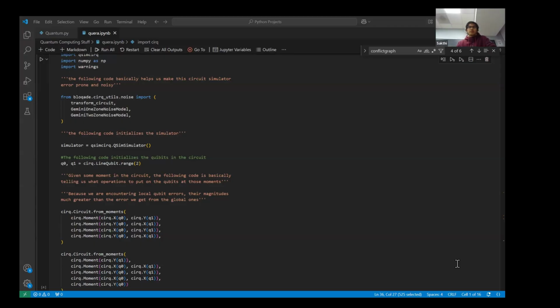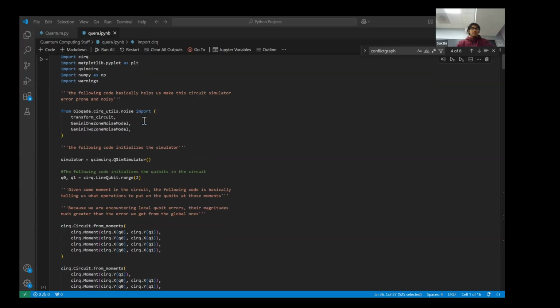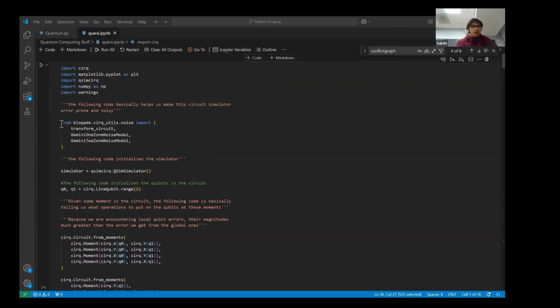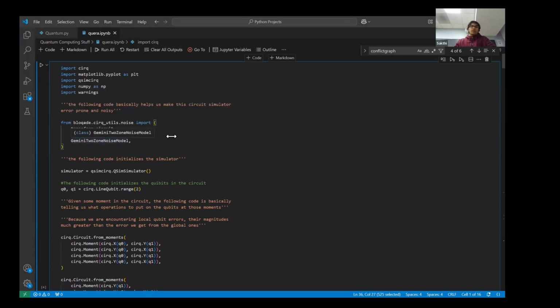So to run this code, you can either use Google Colab or you can download these packages on VS Code or something. Just make sure you import all this so that we can get started with the code. This portion of the code is importing the two noise models that we're going to be using to analyze how the noise affects the circuit that we're looking at.